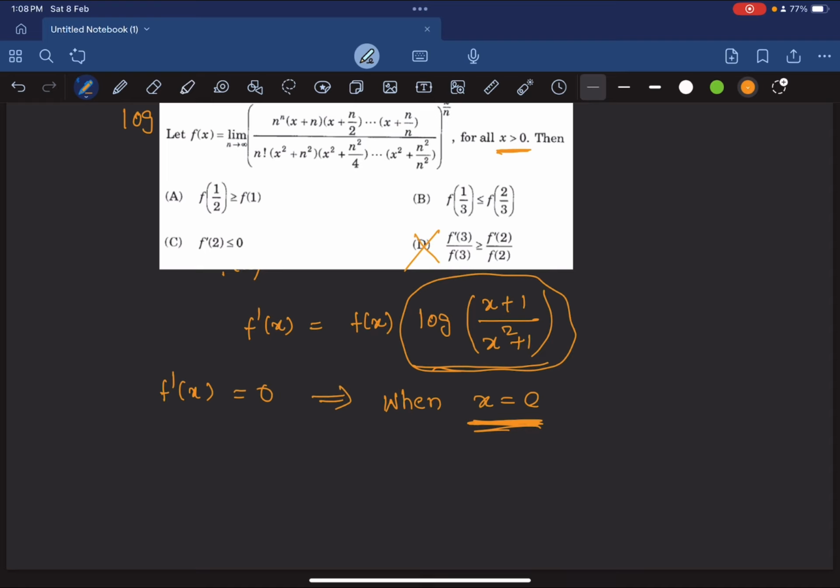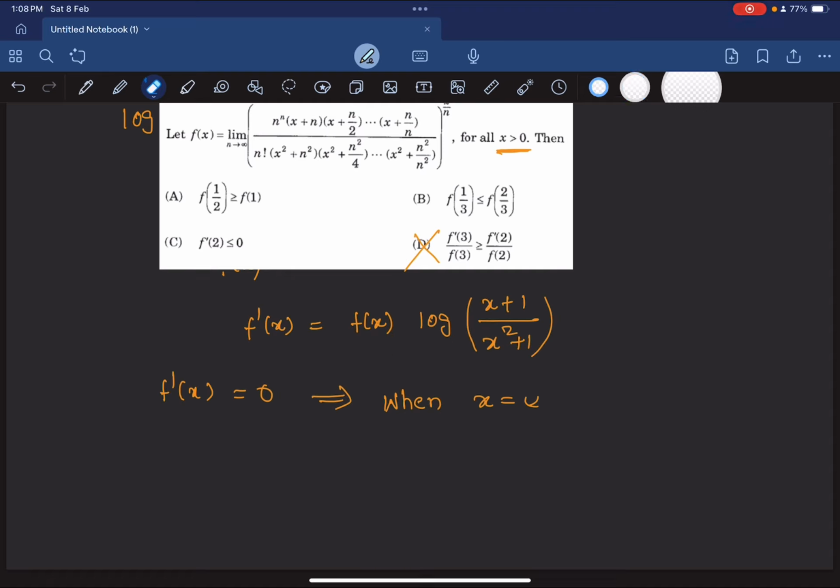Let us analyze it a bit more. Apart from x equal to 0, for what value of x does this quantity become 0? This becomes 0 when x is equal to 1. When you put x equal to 1, it will be log 2 upon log 2. So that is log 1, which is 0. Alright.